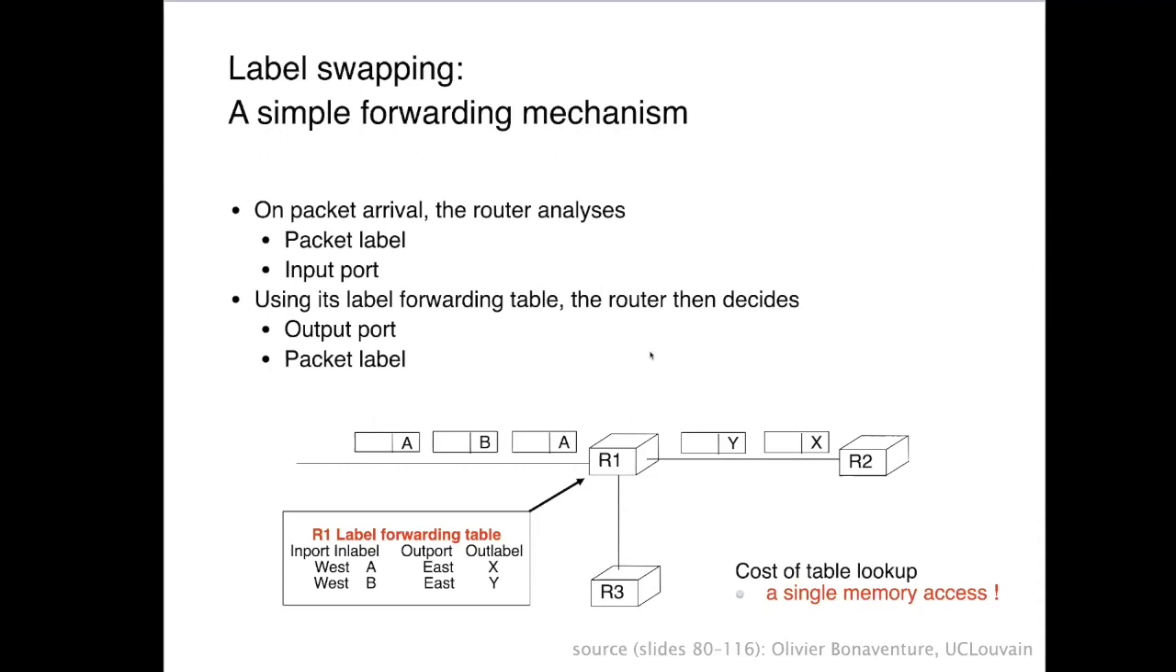For instance, here you can see the first example of an MPLS network, in which you have this router 1 that has a forwarding table, which is label based. If traffic arrives from the west port with a label A, then router 1 will forward that packet on the east port with an out label X. So when a packet is received with this label, it will be sent here, and the label will be swapped to X.